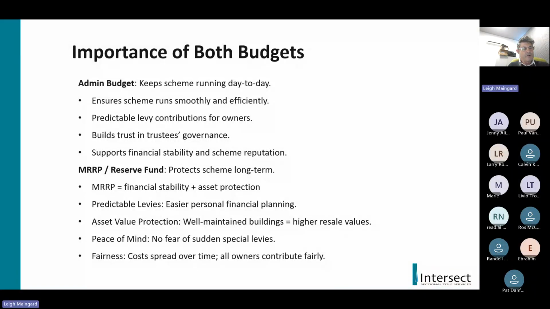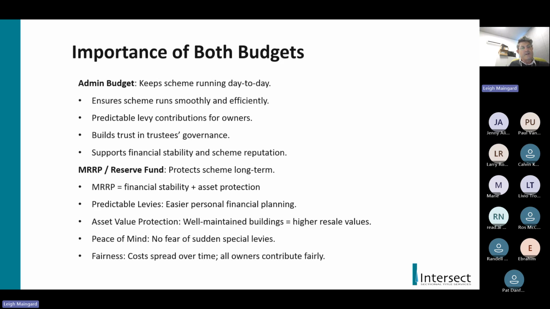stability and scheme reputation. While on the reserve fund side, the MRRP provides financial stability and asset protection. Financial stability means that the body corporate has funds in a bank account. It's accruing interest on a daily basis. And when it comes to the time when the asset has to be repaired or replaced, then the funds are available. So it gives financial stability and asset protection. It's a predictable levy. So again, like the admin budget, once that budget is approved, owners know exactly what they need to contribute every month.